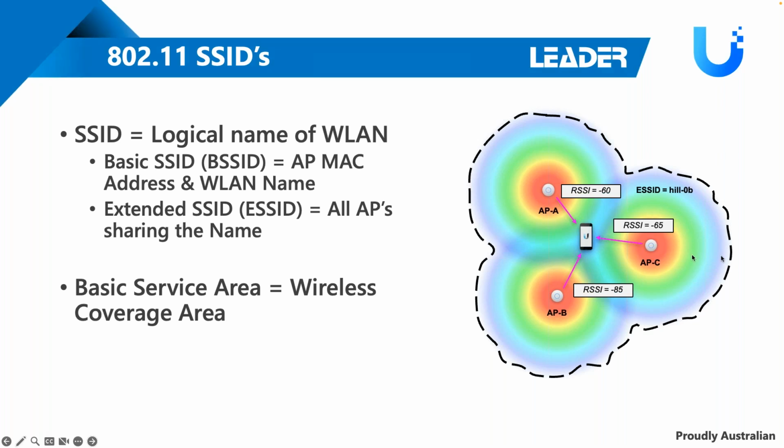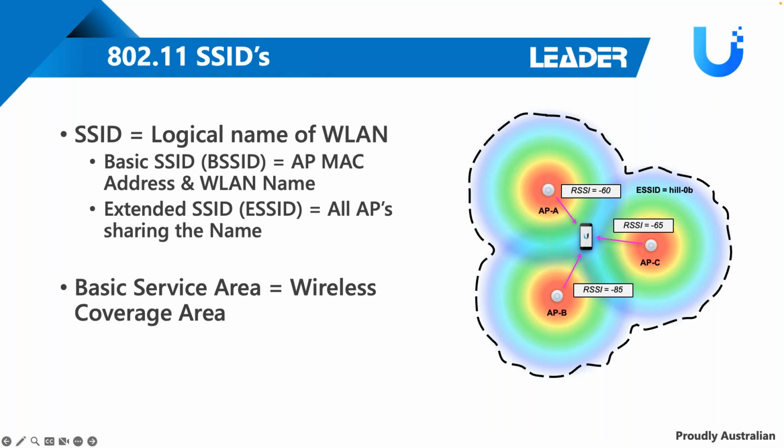So the idea behind a BSSID is so that the client device knows it's speaking to the same access point. Really what they're doing is taking the MAC address and combining it with the name of the wireless LAN, and it allows your client device to uniquely identify that access point.